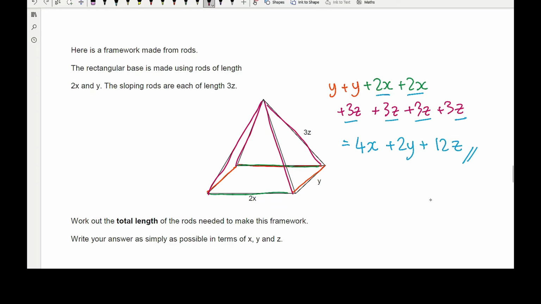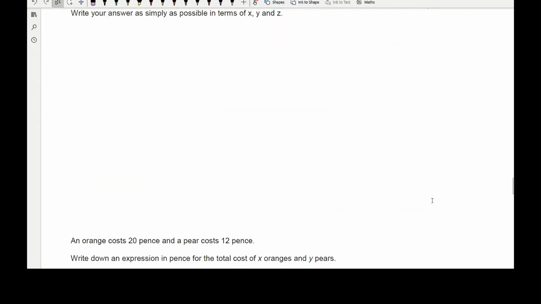But again, if you were to write your answer as 2y plus 4x plus 12z, then you shouldn't lose any marks if your letters are in a different order. As long as you've got the same number in front of each of those letters and they are the correct sign, then you should get full marks for them. But obviously try to write it alphabetically.